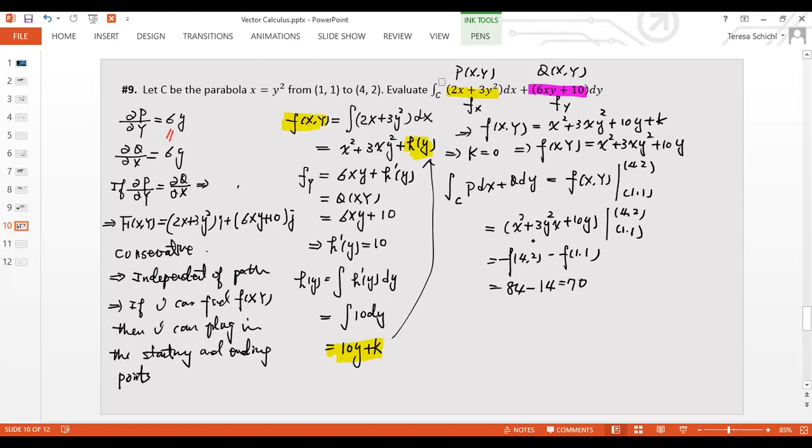So that means the C here could be any smooth curve between, it doesn't have to be a parabola. Any smooth curve starting at the same point and ending at the same point. When you do the integration, it will give you exactly the same answer because it's path independent, right? If it's a conservative field. Okay, let's take a look at other ones here.